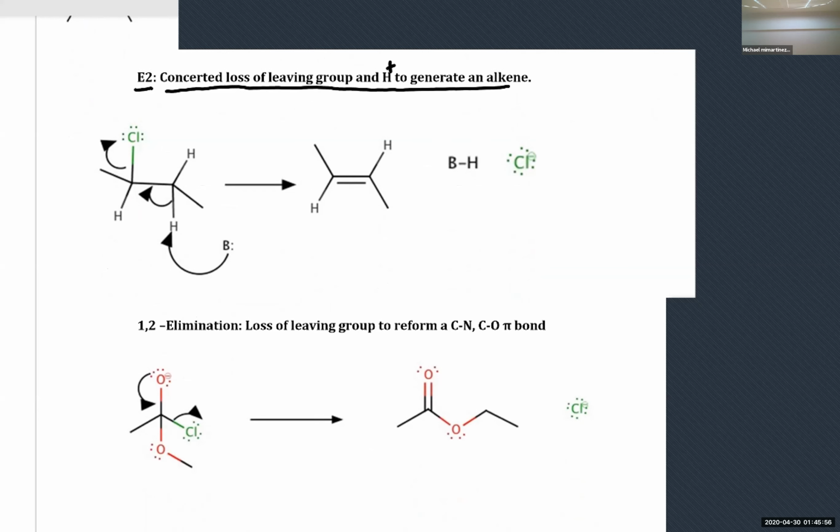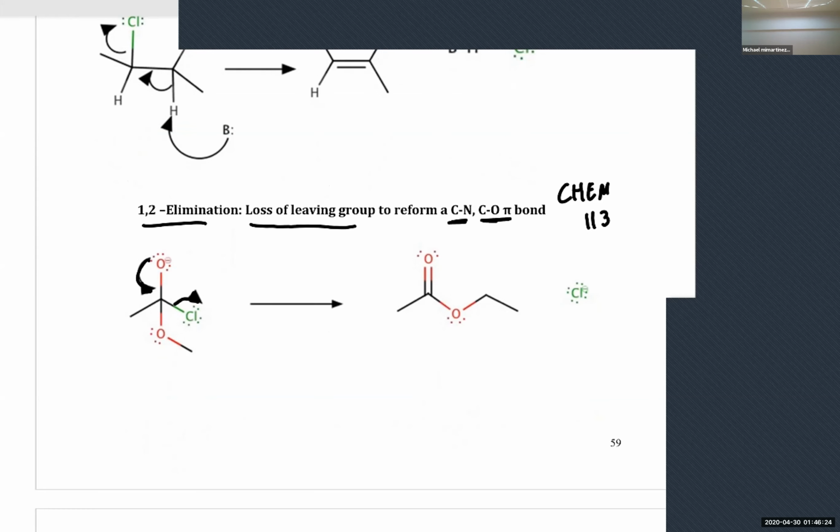Okay. The other type of reaction that you'll primarily see in Chem 112, not as much in this class, is 1-2 elimination, where we have loss of a leaving group to reform a carbon-nitrogen or carbon-oxygen pi bond. In this case, electrons are kicked down from our oxygen and our leaving group leaves as a result.